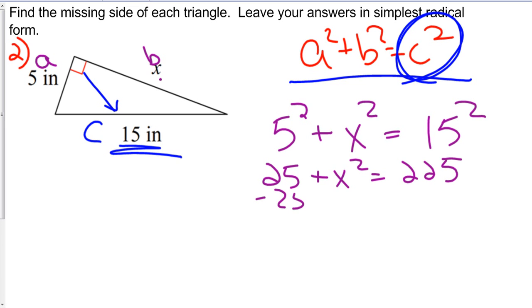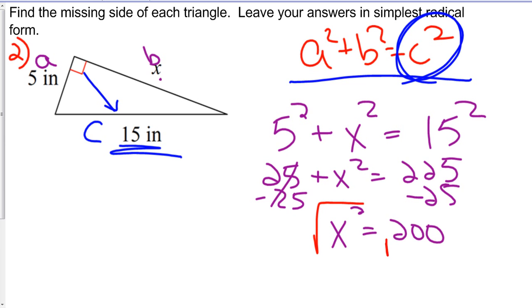Obviously we're going to subtract 25 from both sides, and that'll cancel out over there. X squared equals 200. And of course, to undo squaring something, we take the square root. So that means that x equals the square root of 200. Our directions say leave your answer in simplest radical form. So you could plug this into a calculator and get a decimal, but that's not what we're looking for.